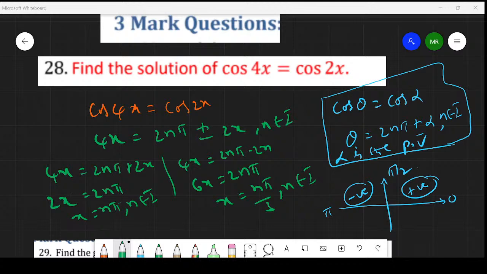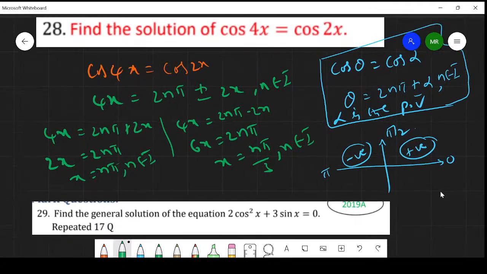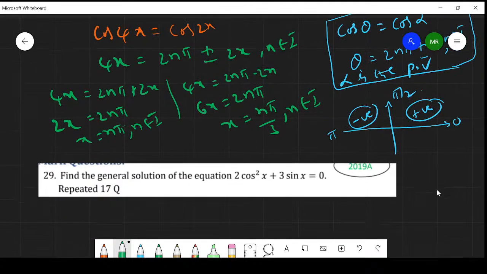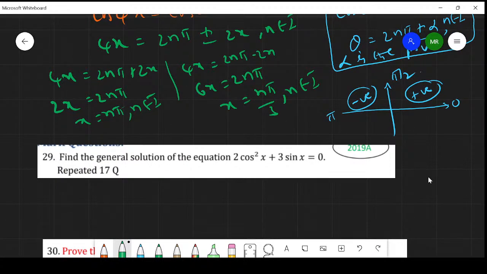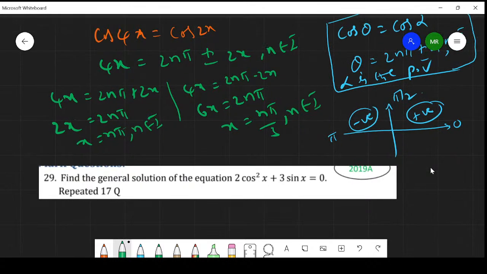Alright. Another problem I am going to explain now. Find the general solution of the equation 2 cos square x plus 3 sin x equal to 0.